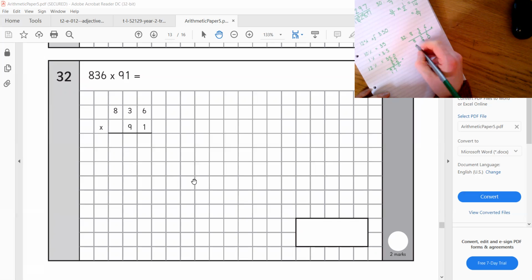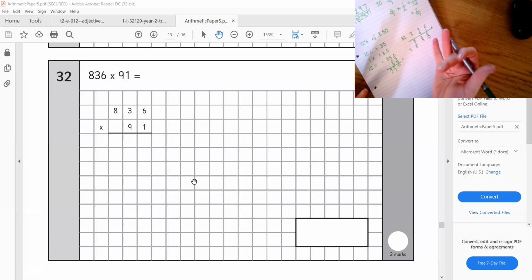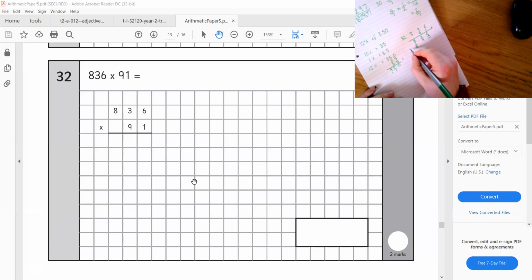9 3s are 21. 21, no they're not. 27. Add the 5. 27, 28, 29, 30, 31, 32. And then 8 9s are, put my 8th finger down, 72, 73, 74, 75. Ta-da! There we go. So I just need to add them together.